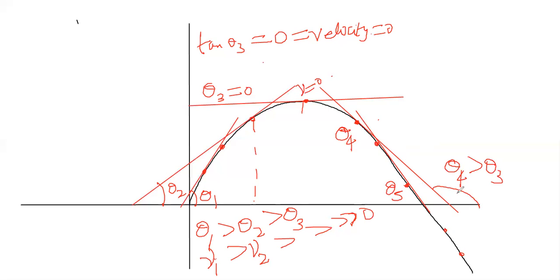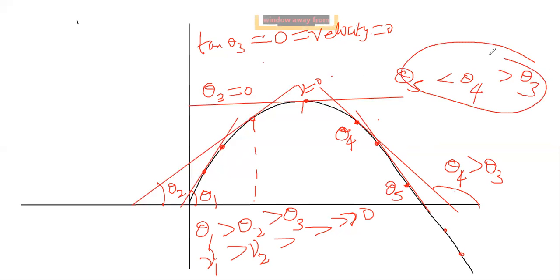Is it more on this side? Lesser. Theta 5 has become less. Correct. So this side is symmetric to this side, is it or not? So theta 5 definitely will be less than theta 4. Only thing is theta 4 is more than theta 3, because theta 2, theta 3 finally ended with 0.